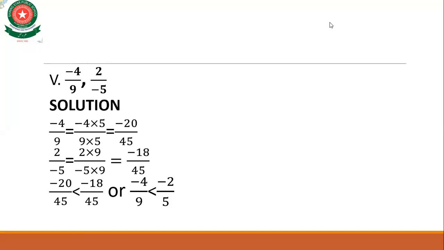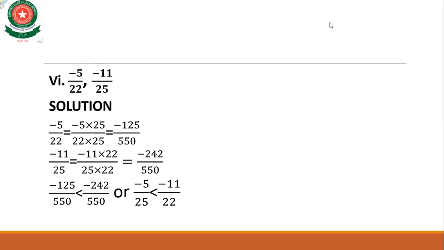As I already said to you, when a value has a minus sign and the number is greater, but actually in real, the number having a minus sign is always less. So minus 20 is less than minus 18, or minus 4 by 9 is less than minus 2 by 5.